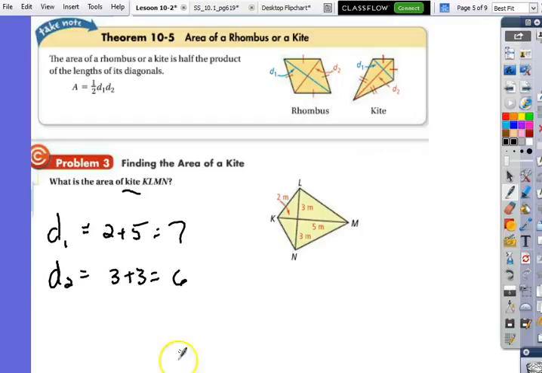Is this on our formula sheet too? I don't know. Somebody will have to look and check. I think it is.